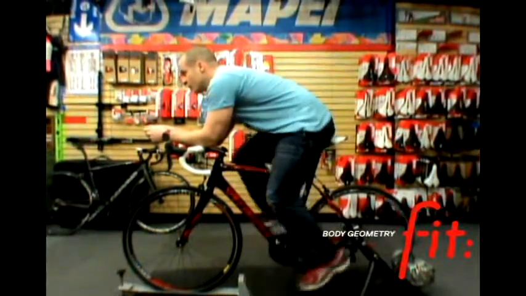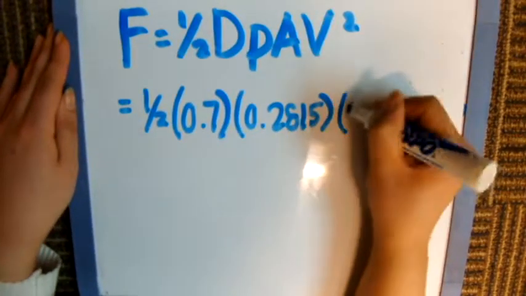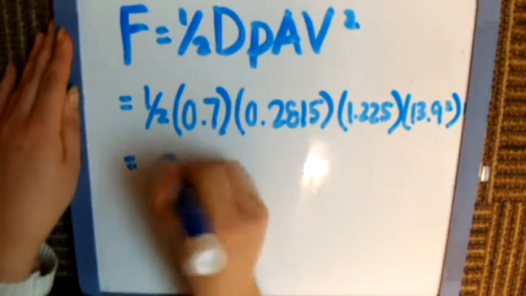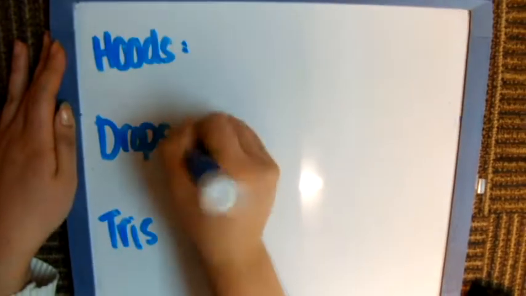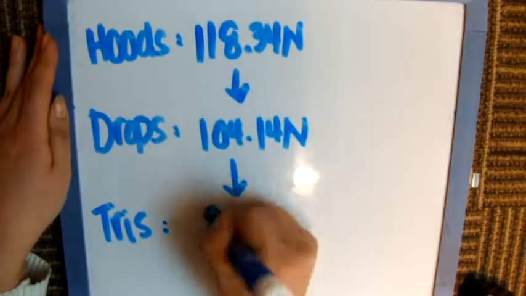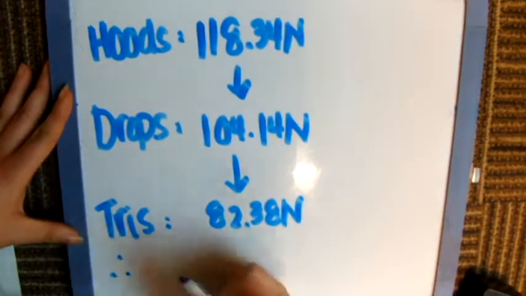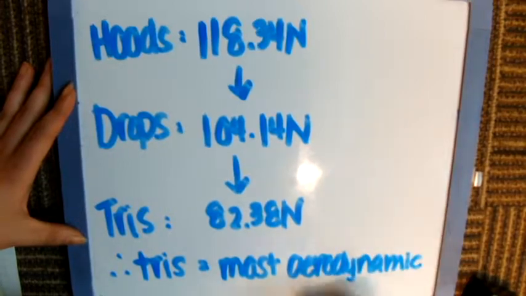The frontal surface area is decreased to 0.28 meters squared in this position, thereby making this position even more aerodynamic than the previous 2. Lastly, a calculation of 82.38 newtons was obtained for the tri-bar position, representing a significant decrease in drag force, thus supporting that this is the most aerodynamic position due to the decreased surface area.